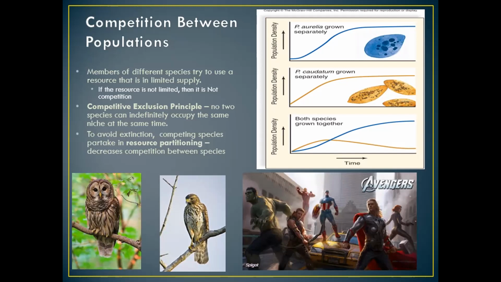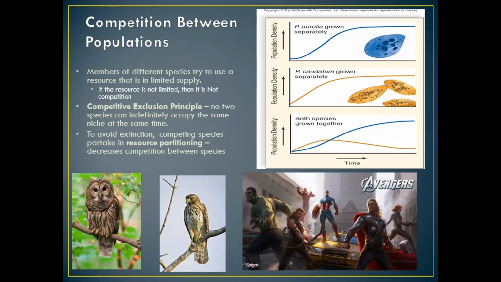No two species can indefinitely occupy the same niche at the same time. However, to avoid some major conflict and one of you getting wiped out, we can get even more specialized. So she likes pizza, he likes pizza. But let's get even more in depth. She will only eat pepperoni pizza. He will only eat cheese pizza. Everybody's happy.